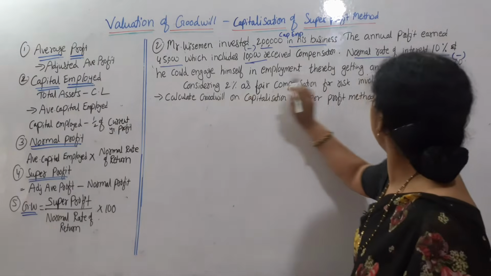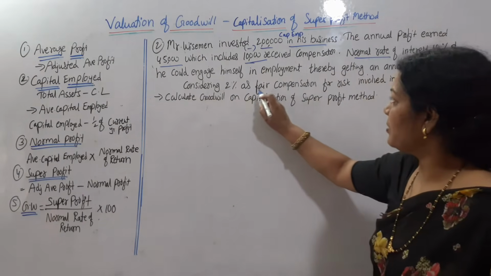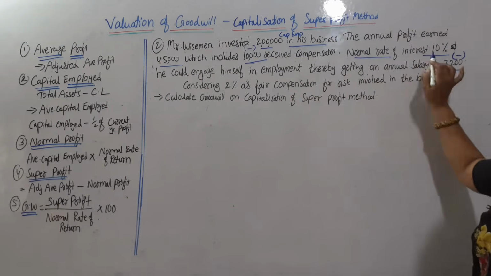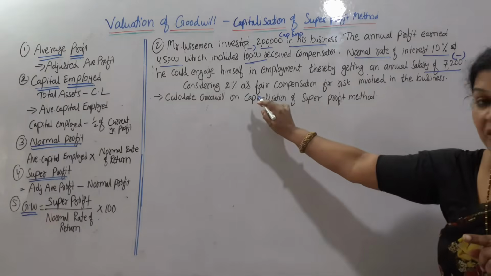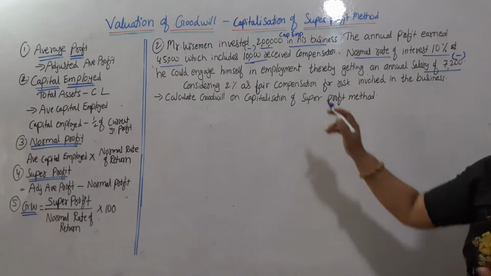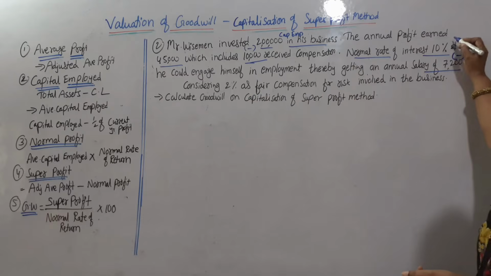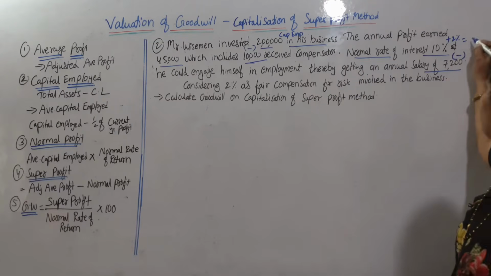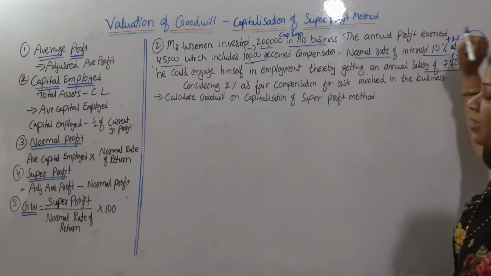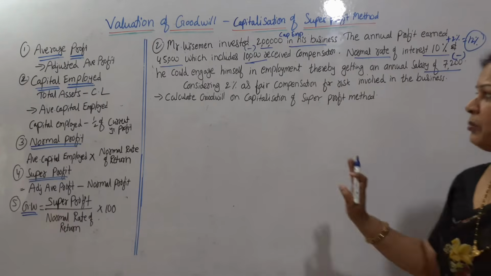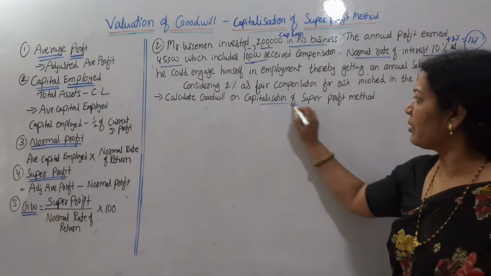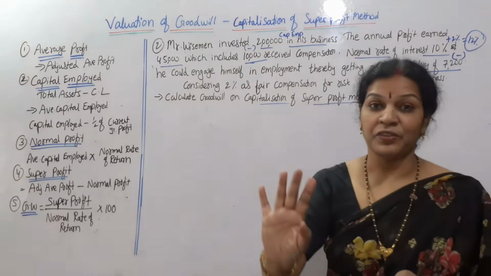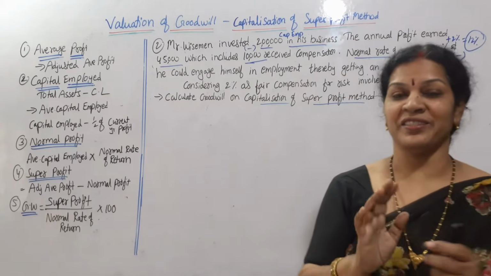Next, considering 2% as fair compensation for risk involved in the business. The actual normal rate of return is 10%, but they are saying to consider 2% extra for compensation of risk, meaning 10% plus 2%. So the normal rate of return here is 12%. Remember this point. The rest of the problem is normal. Calculate goodwill on capitalization of super profit method. If you read and understand the problem, it is quite easy.